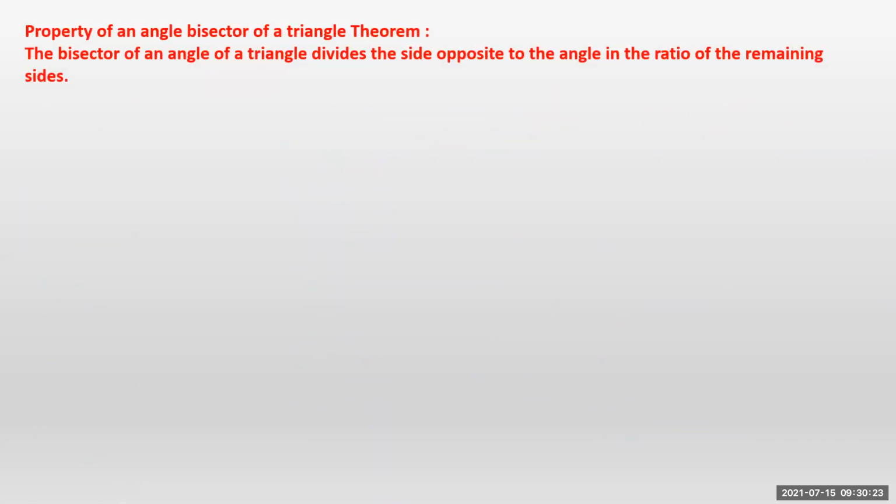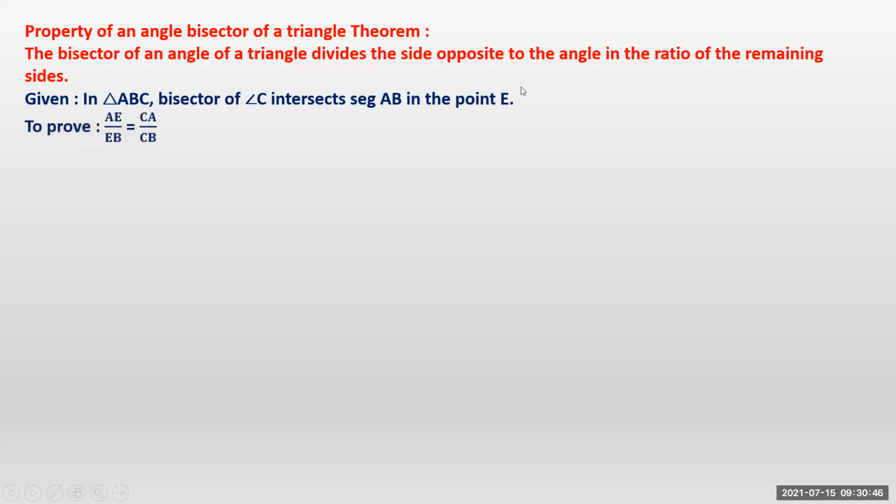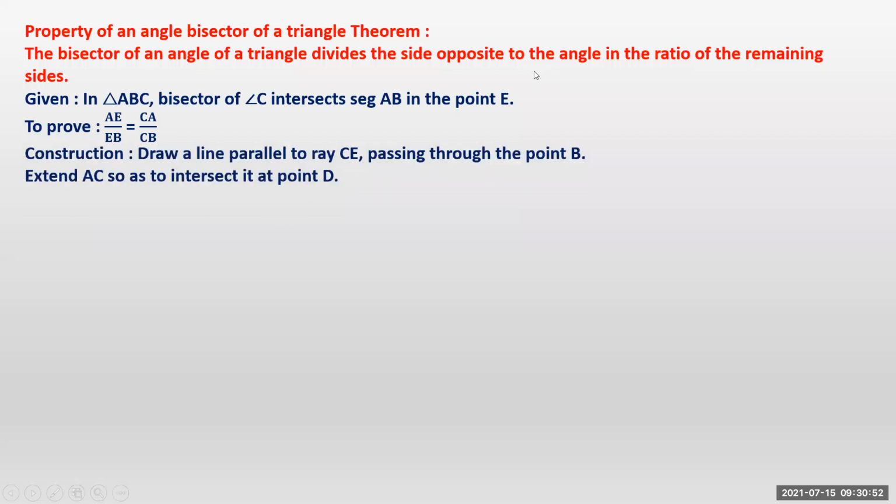Next, the property of angle bisector of a triangle. The bisector of the angle of a triangle divides the side opposite to the angle in the ratio of the remaining sides. Given in triangle ABC, bisector of angle C intersects segment AB in point E. To prove AE upon EB equals to CA upon CB.